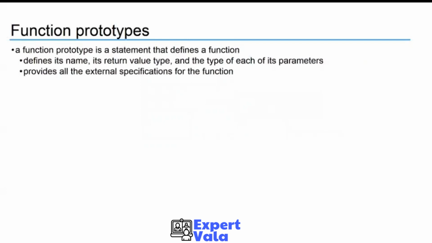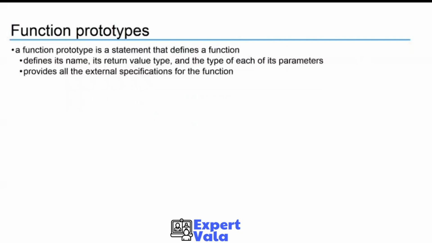But there is also a concept of declaring a function, and it's necessary if you want to use a function before it's implemented, before it's defined. So a function prototype is a statement that defines a function. It tells the compiler essentially all the details of the function. It defines its name, return type, and the type of each of its parameters. So it looks like a function header.